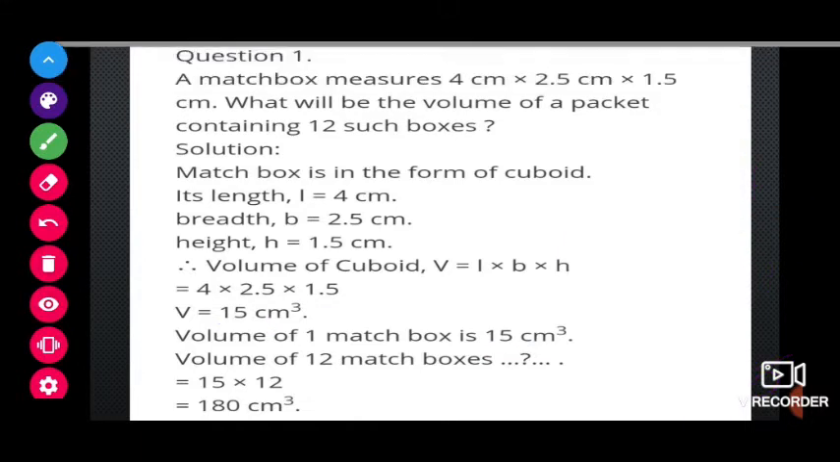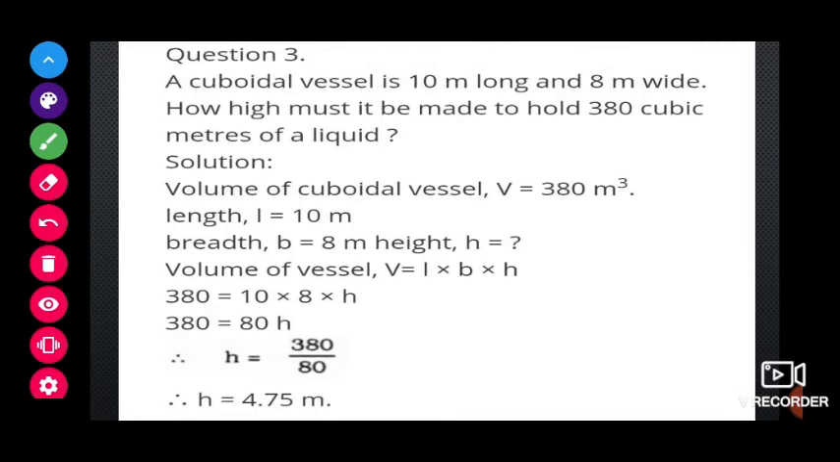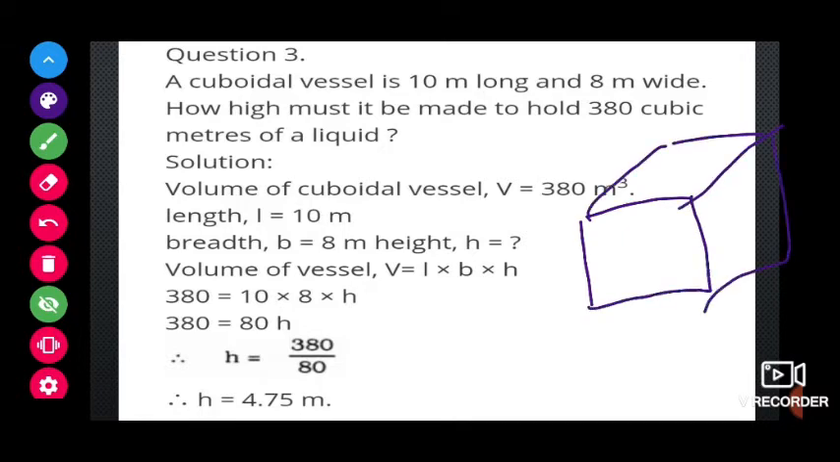Next question: a cuboidal vessel is 10 meters long and 8 meters wide. How high must it be made to hold 380 cubic meters of liquid? Here, children, the cuboidal vessel is the one which is in the shape of a cuboid. What they are saying is that for that vessel, the length is 10 meter and the width is 8 meter.